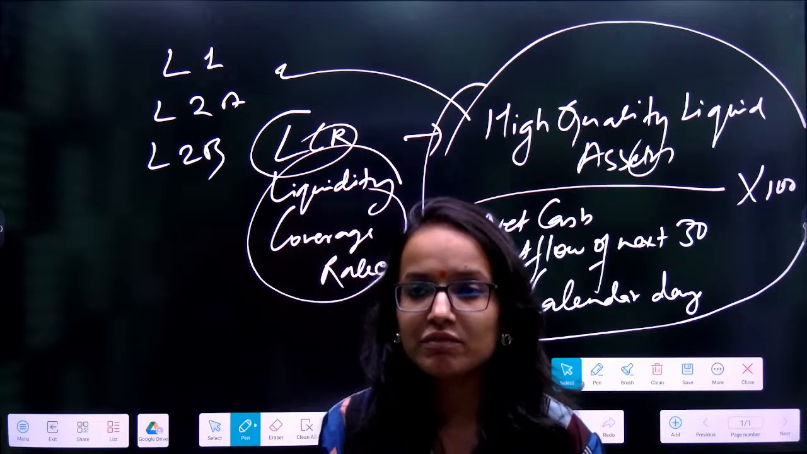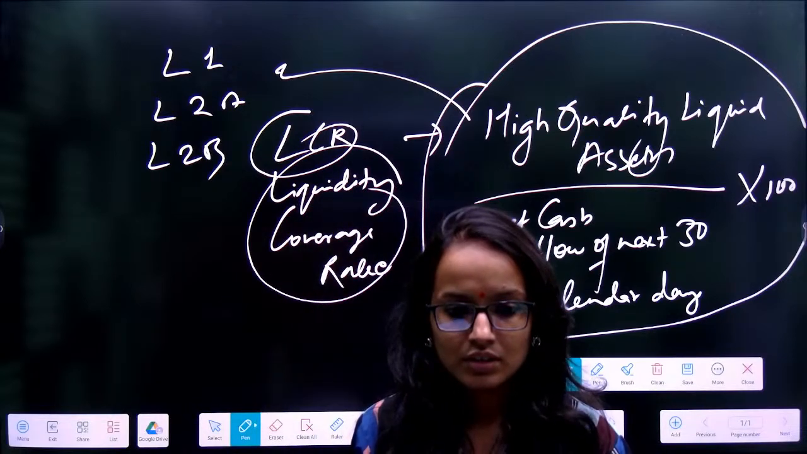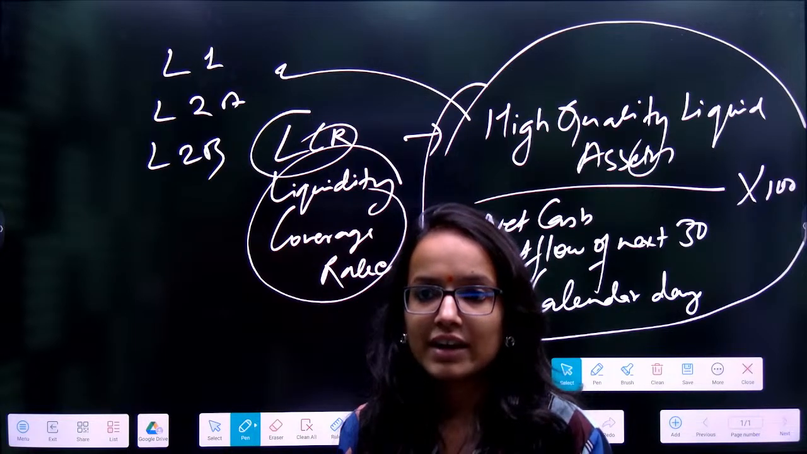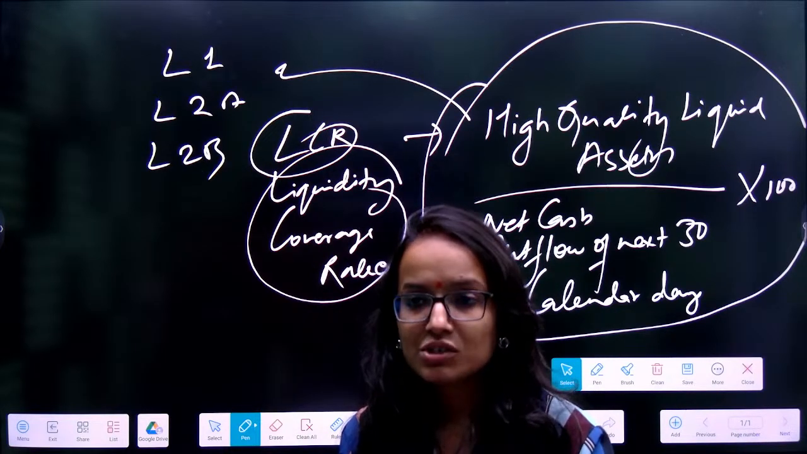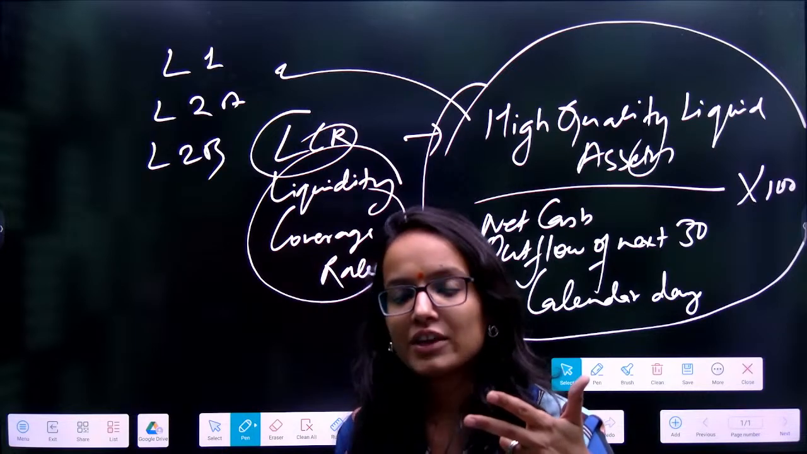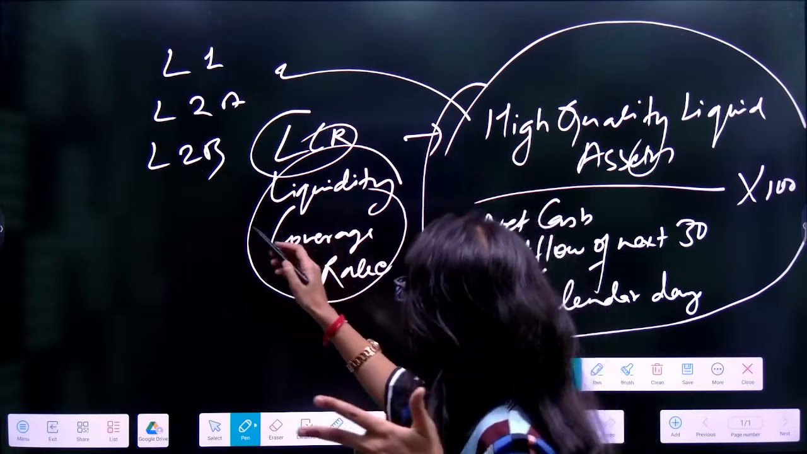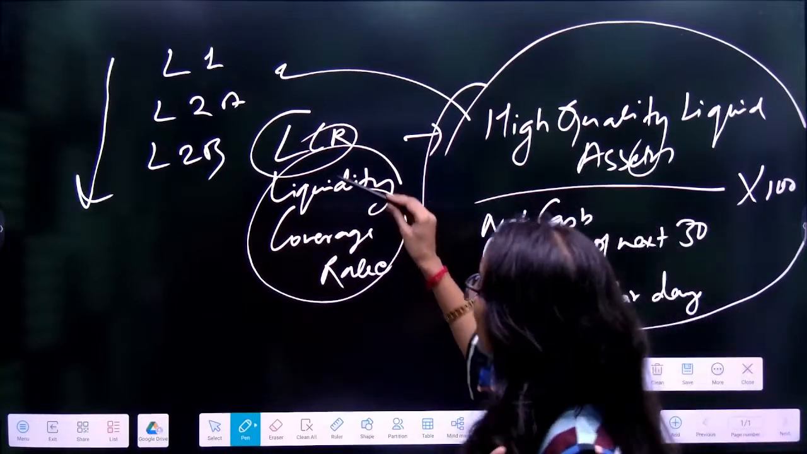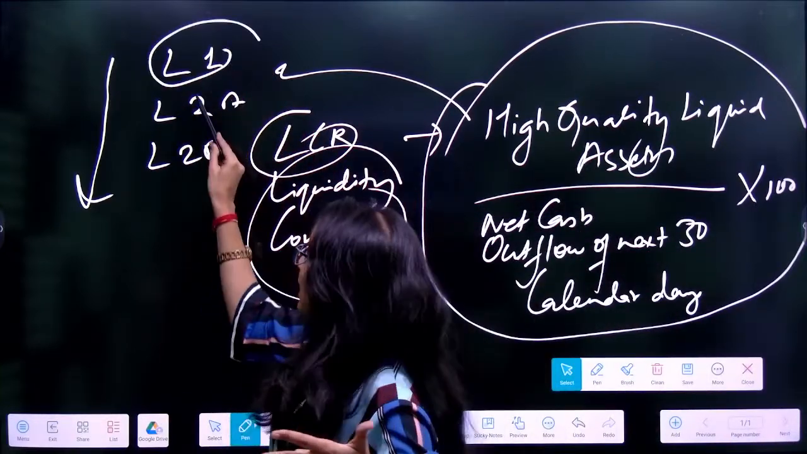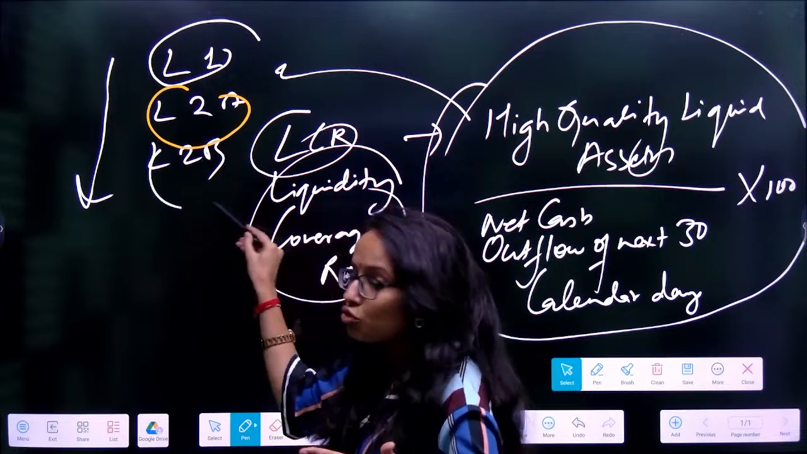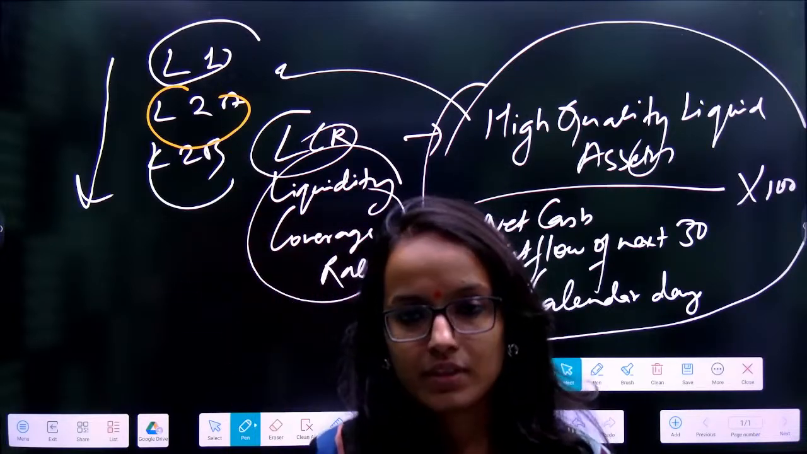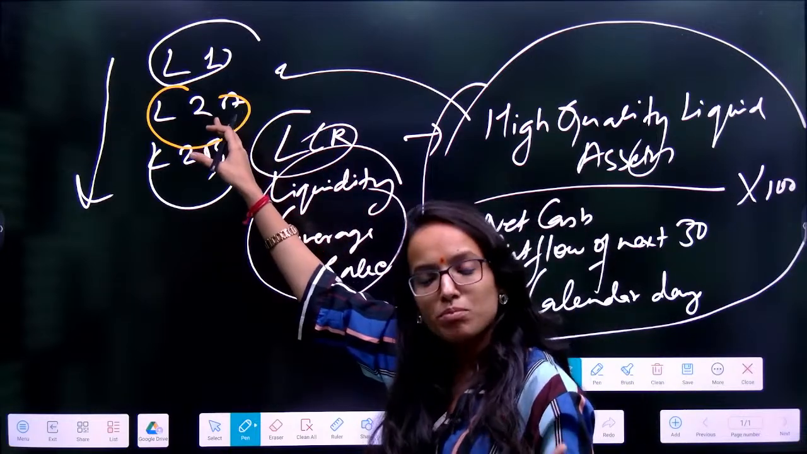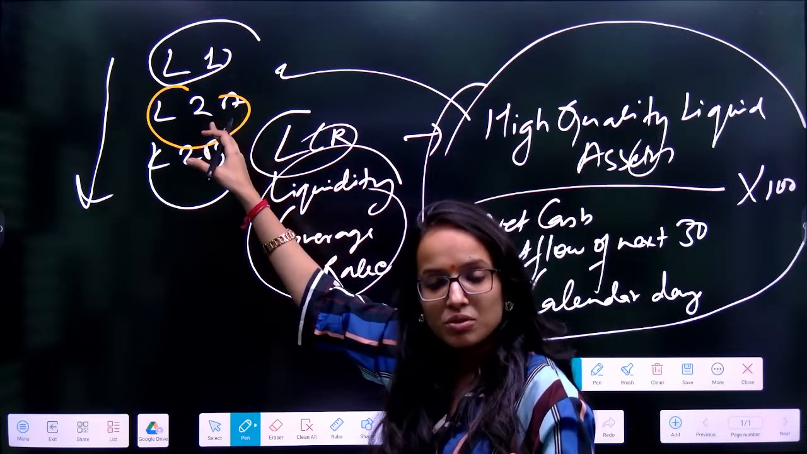Tell me quickly, which one will be the highest one? Cash and related assets. Cash will be liquid, yes or no? Your saving accounts, yes or no? So this is in decreasing order of liquidity. L1 will be the most liquid asset, L2A less liquid, and L2B least liquid. In L1 generally you have cash, government bonds, saving accounts, right?